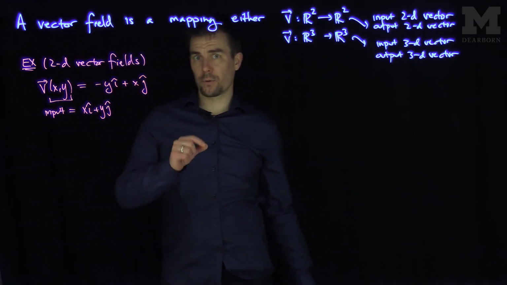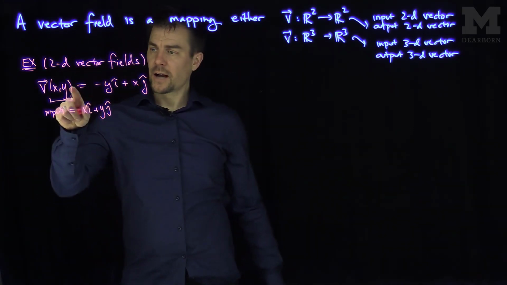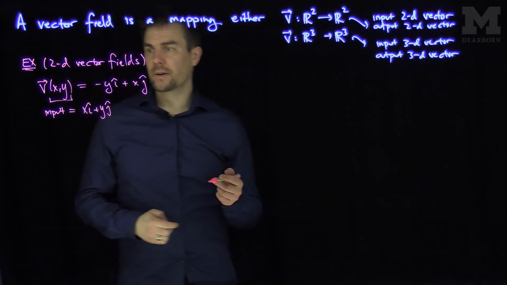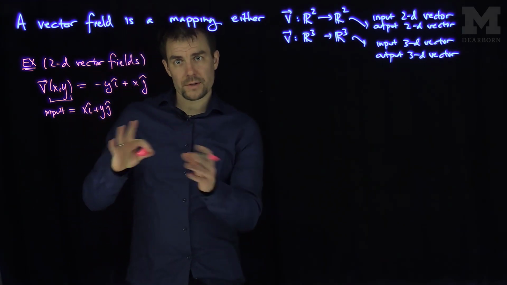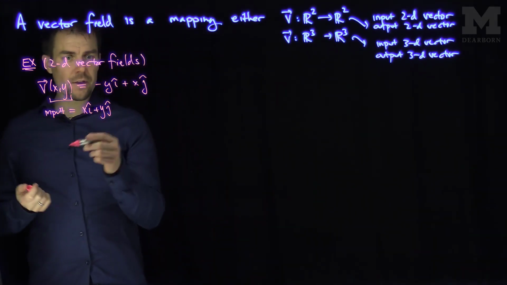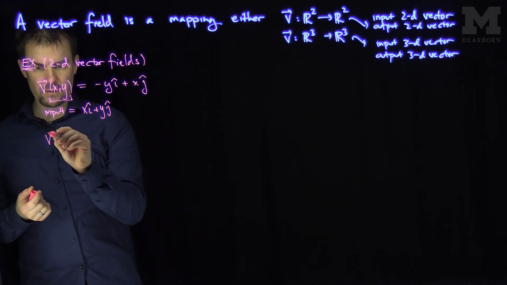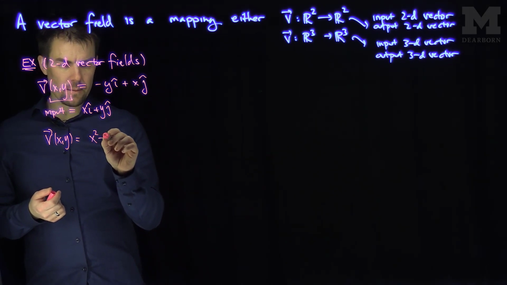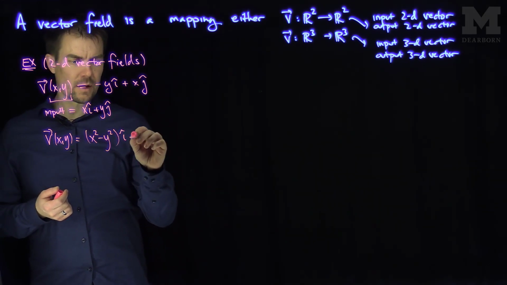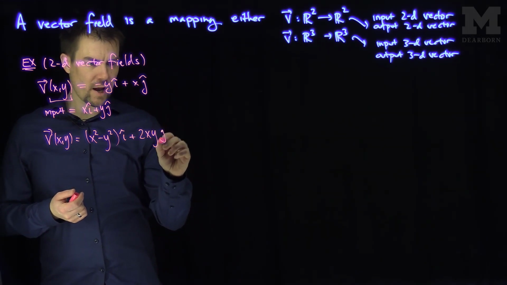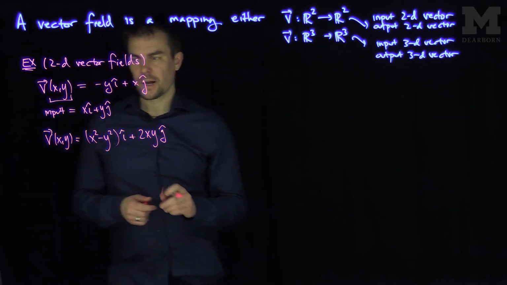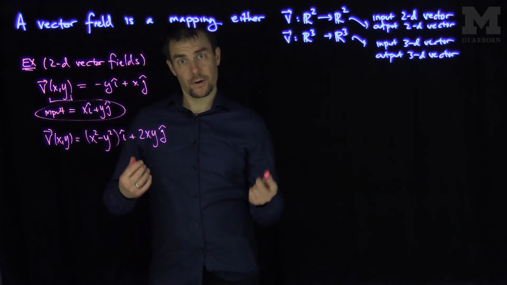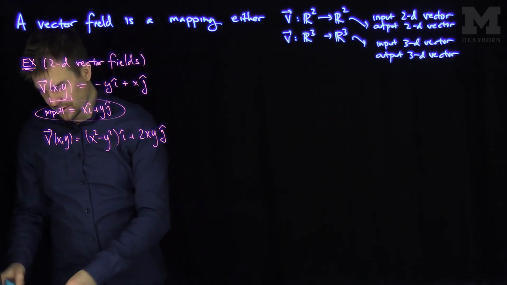So I take the first component, x, and I move it to the second component. I take the second component, y, and move it to the first component and negate it. So that's an example of a vector field. This one is a particularly useful one. It's a standard type of vector field. I can give another example. I could have said v of xy was x squared minus y squared i hat plus 2xy j hat. That's another example of a vector field. And so again, our input is exactly the same for both these situations. So those are examples of two-dimensional vector fields. Very special examples, but vector fields nonetheless.